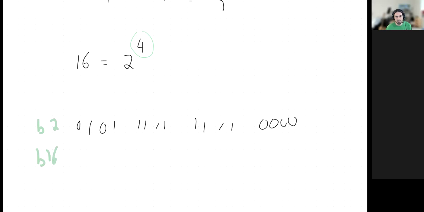So let's start from the right. 0, 0, 0. When you count 4, you group in 4, okay? So you're gonna take this and write it as base 16. Now this is basically just 0, right? So 0 in base 16 is also 0.